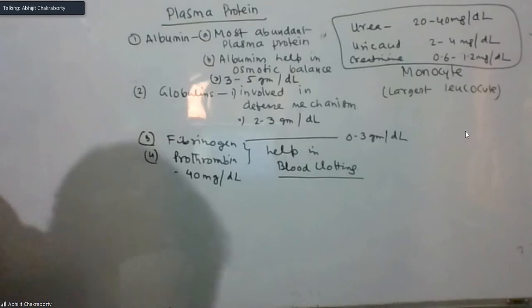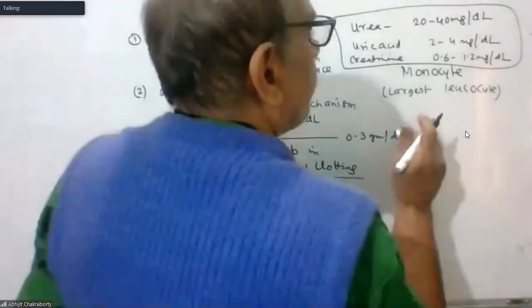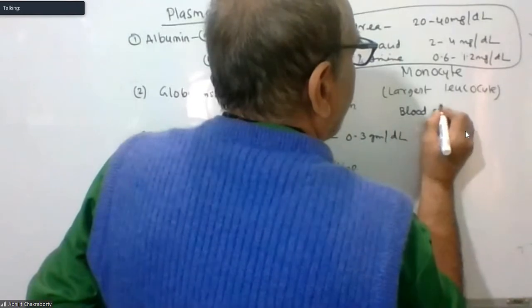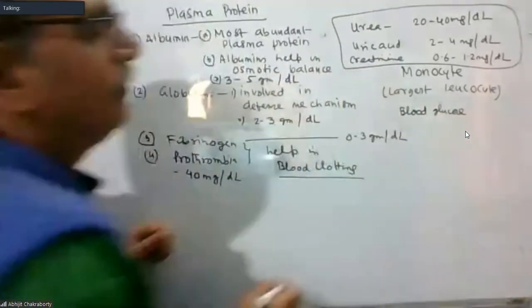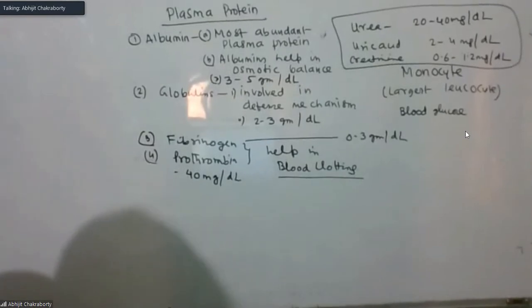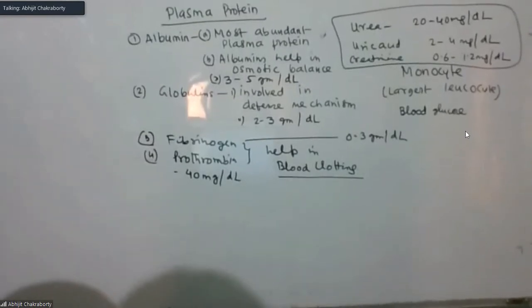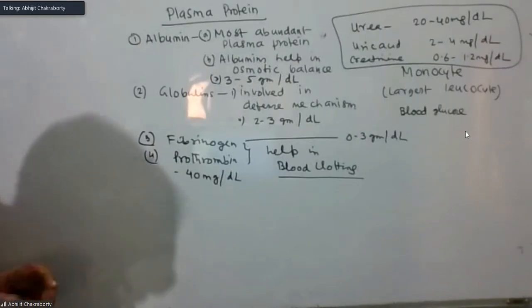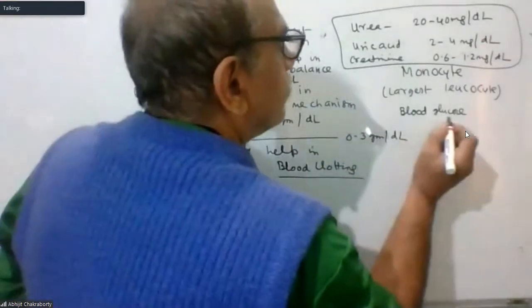Other components: blood sugar, blood glucose. The amount always varies, but it is said to be 80 to 100 milligram. Nowadays it is said 80 to 100 milligram per deciliter.